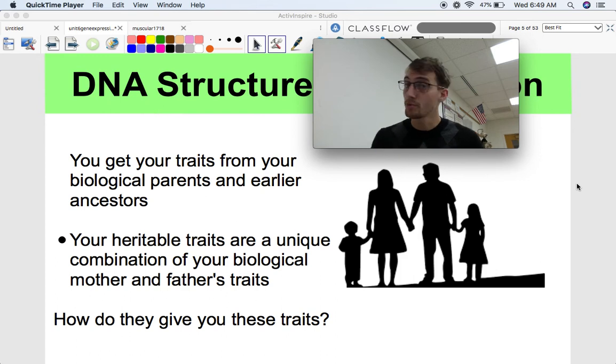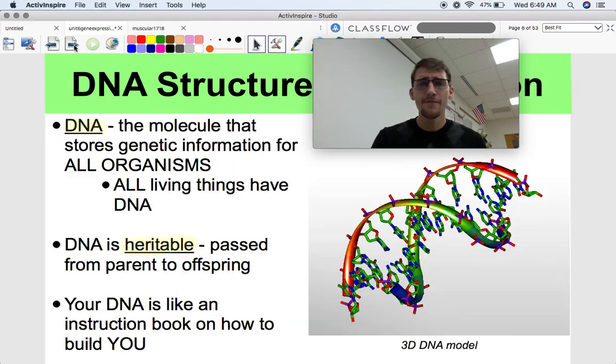How is that even possible? We've known for thousands of years that, if you have kids, your kids end up looking like you and acting like you and being like you, right? But for a long time, not until the 20th century, did anybody know how this actually occurred. How does heredity actually occur? And it's through this molecule.